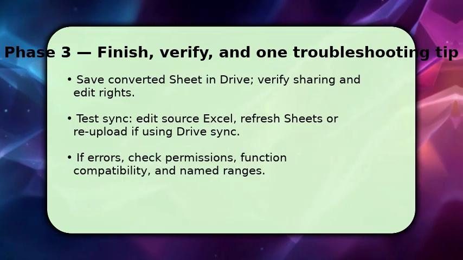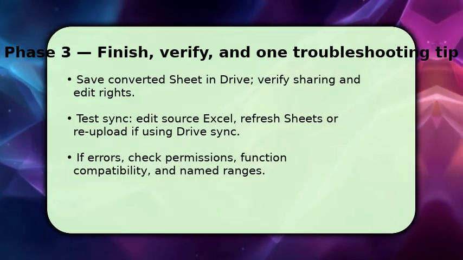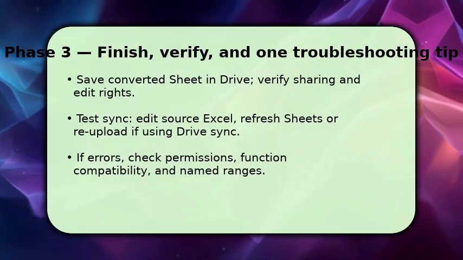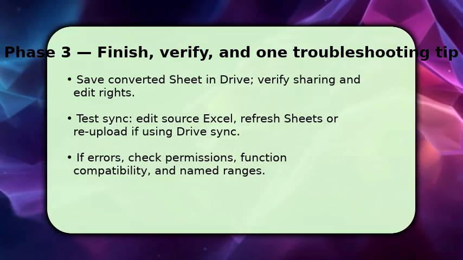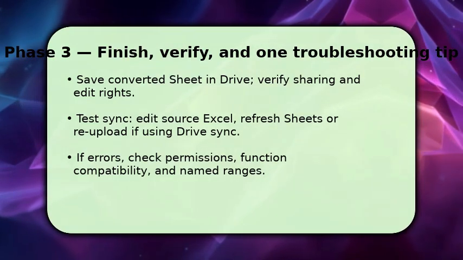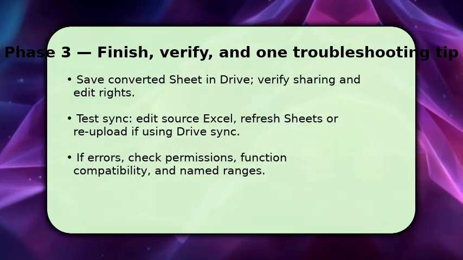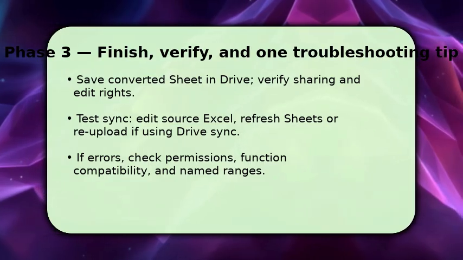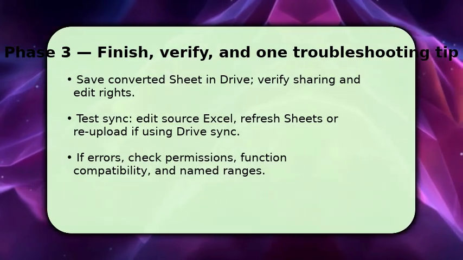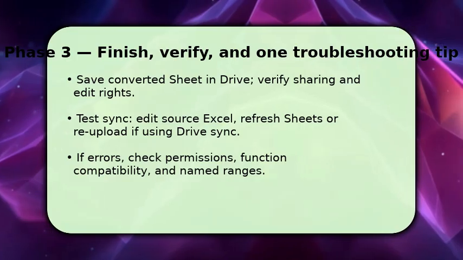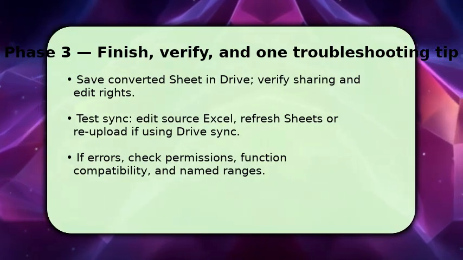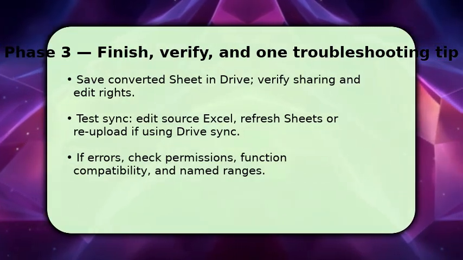Test synchronization by making a small change in Excel and then refreshing the sheet. If you use Drive Upload, reopen or re-upload to push changes. If using OneDrive Sync, confirm the Sync client updated Drive. If things go wrong, first check file permissions, then inspect incompatible functions and named ranges that might break during conversion. Fixing those usually restores expected behavior and keeps Sheets live.